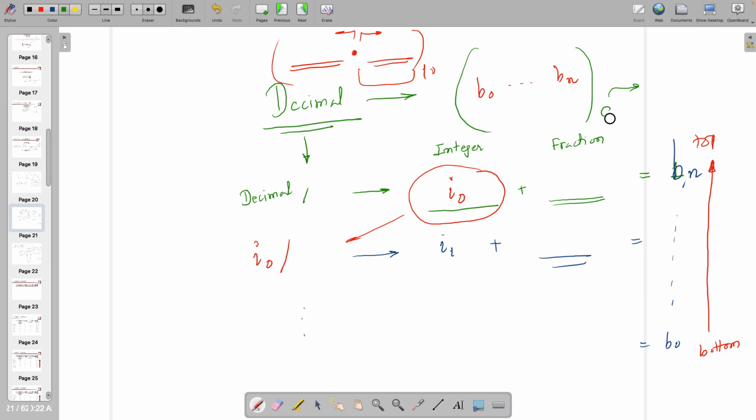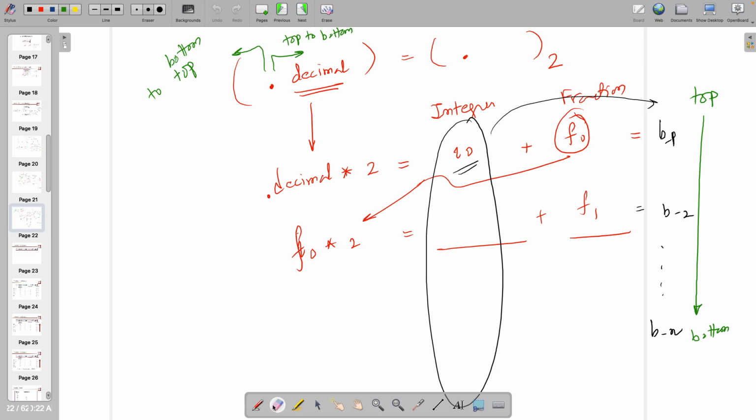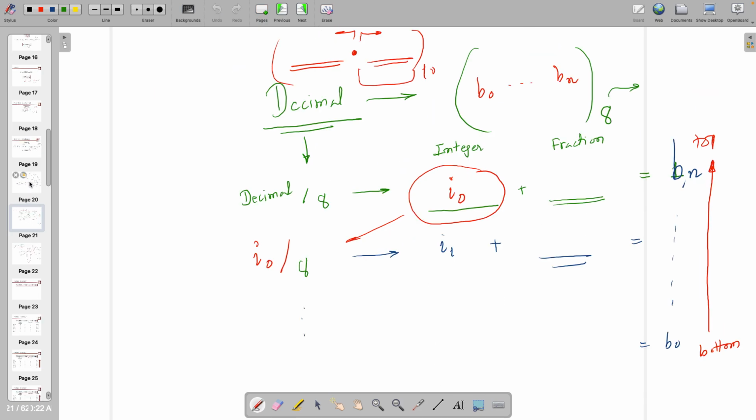So if it is 8, then decimal has to be divided by 8. If it is 16, it has to be divided by 16. And the same is true for the fractional side: it has to be multiplied with the given radix system, right? It has to be multiplied on this side and divided on this side.